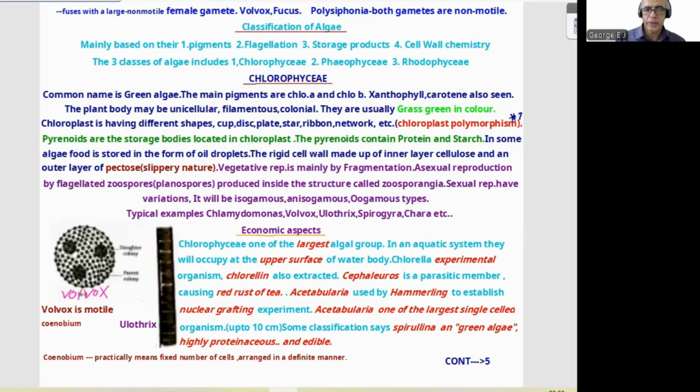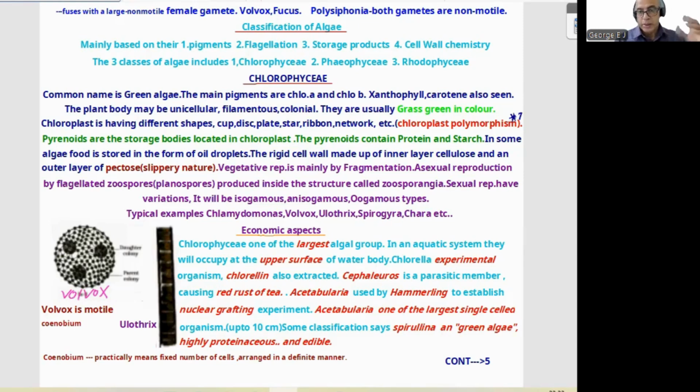Chlorophyceae is one of the largest algal groups, and chloroplast polymorphism is seen maximum in Chlorophyceae. In an aquatic system, if chlorophycean members are growing, they will occupy the upper surface of the water body. Chlorella is an experimental organism from this group, and the antibiotic chlorellin is also extracted. Cephaleuros is a parasitic chlorophycean member that causes red rust of tea. Acetabularia, not in NCERT but an important specimen, was used by Hammerling to establish nuclear grafting experiments. Acetabularia is one of the largest single-celled organisms, up to 10 centimeters.